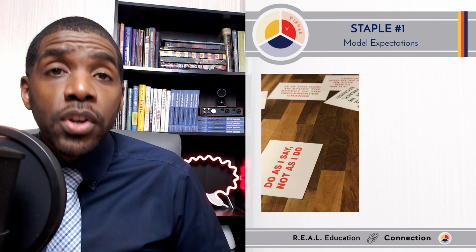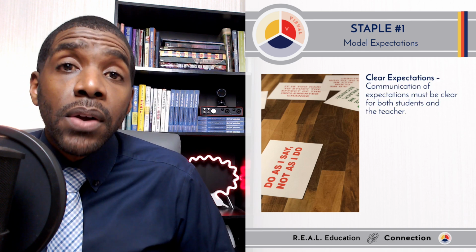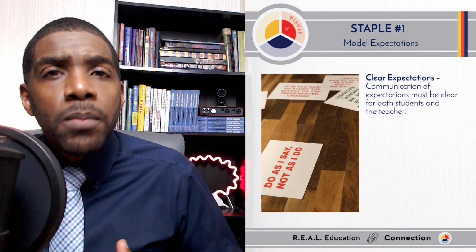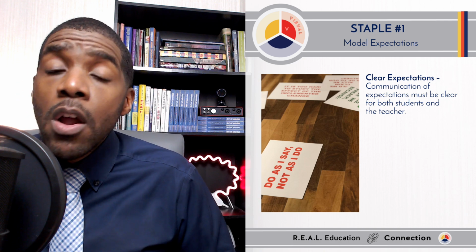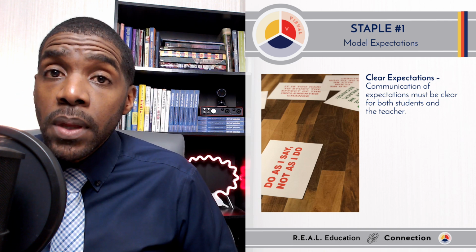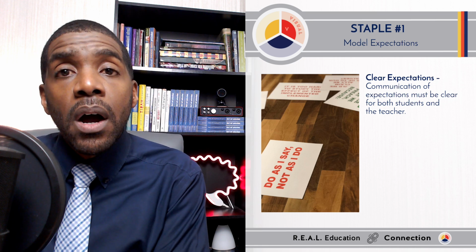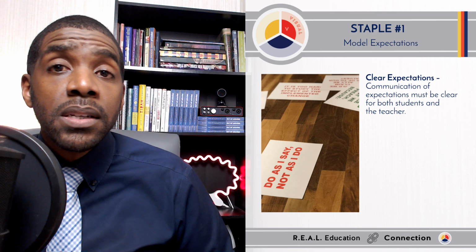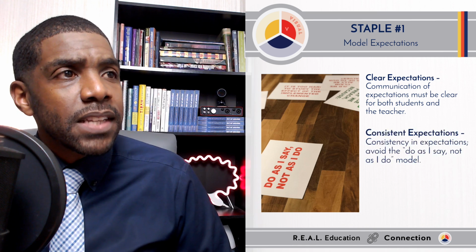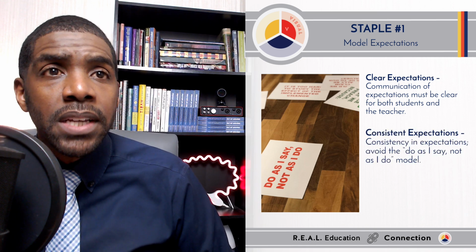And the first thing we want to do is to have clear expectations. Now, communication of expectations must be clear for both the student and the teacher. Now, we saw a little bit more detail in this in the mutual space on M1, involving students in the decision making. The second thing is to have consistent expectations.